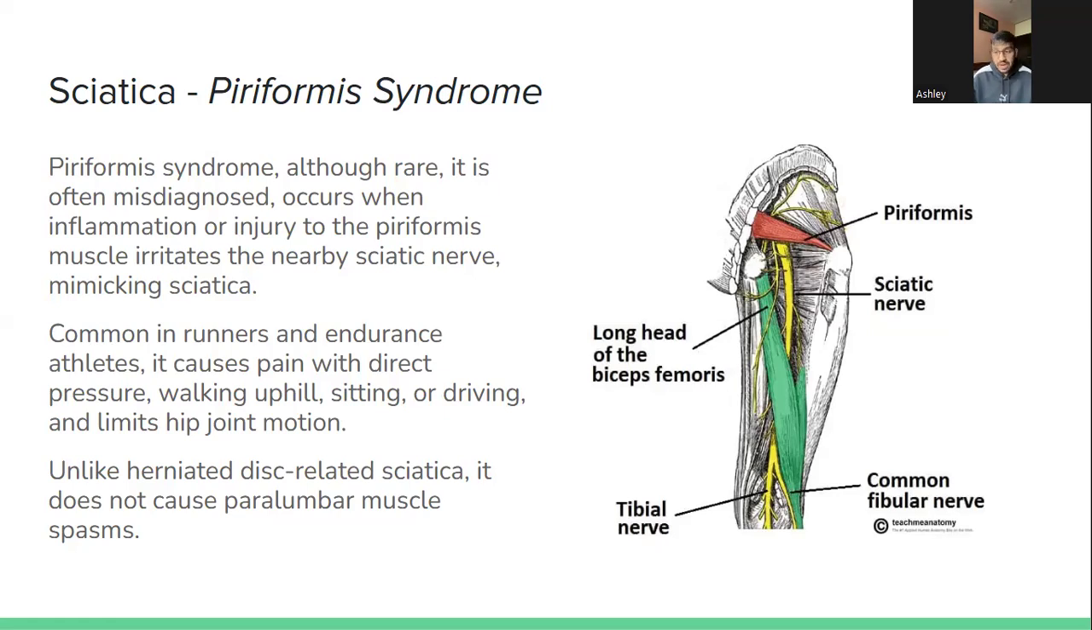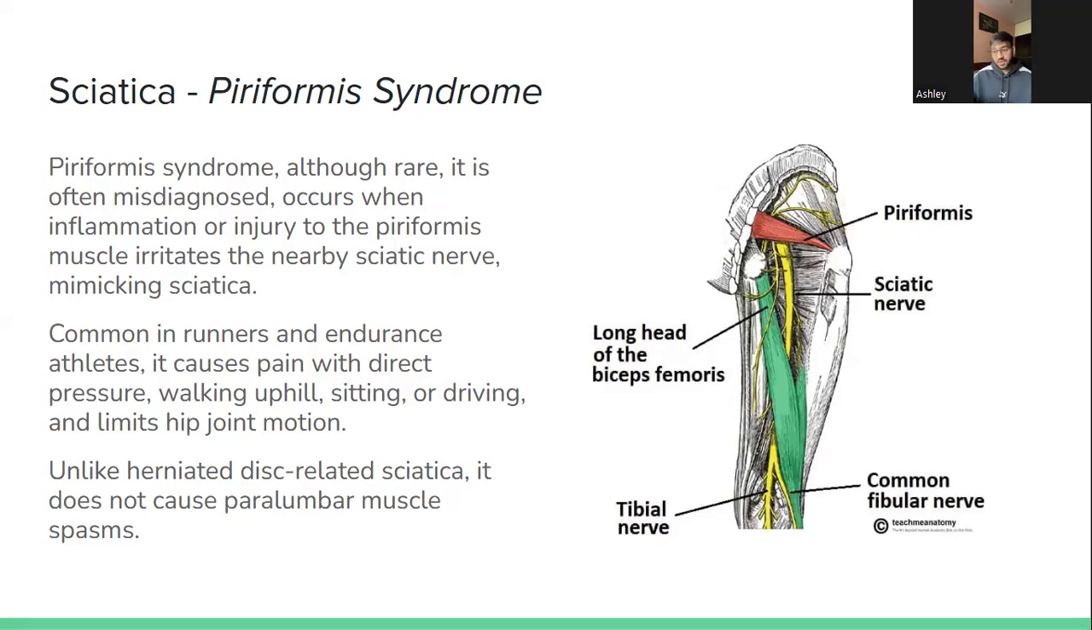Now it is mostly common in runners and endurance athletes because they run a lot. So in case they are overdoing it, that muscle may start getting overworked. In that case, it can lead to overuse injuries, and it also spasms a little. So whenever we have these spasms, if you see in a herniated disc, you wouldn't have those spasms happening, right?